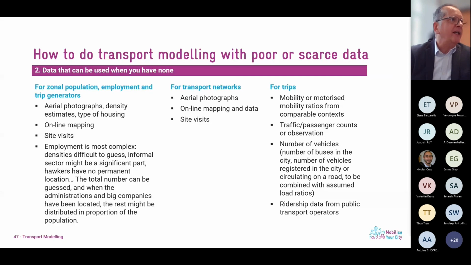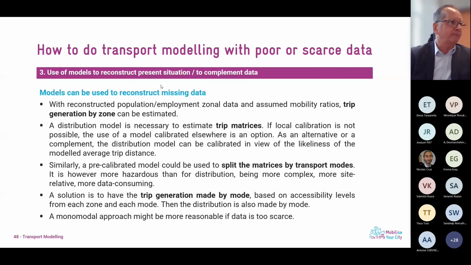Third, the model can be used to reconstruct the present situation, to complement data, and to reconstruct missing data. We've reconstructed population and employment zonal data; assuming mobility ratios, you can make the trip generation. You say, okay, probably on average this number of trips per person, derived from other cities where I have surveys. The distribution model can be estimated in view of the average trip distance that results from the model, and you can maybe have a gut feeling of what the average trip distance should be if you have better data.